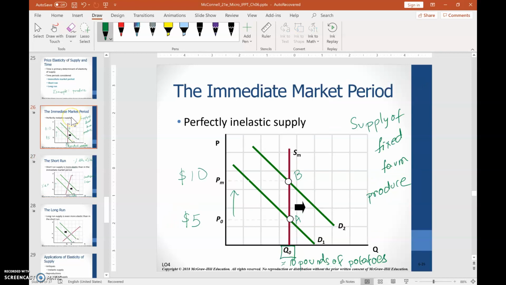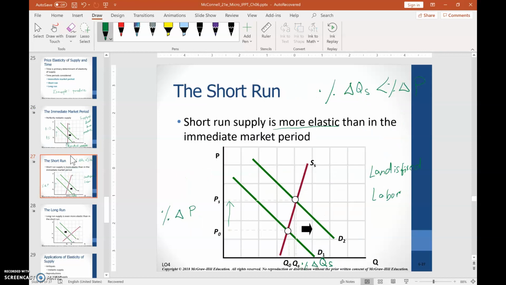So perfectly inelastic means a straight, vertical supply curve. Inelastic is a little bit flatter, not as steep as before, but a little bit slanting.